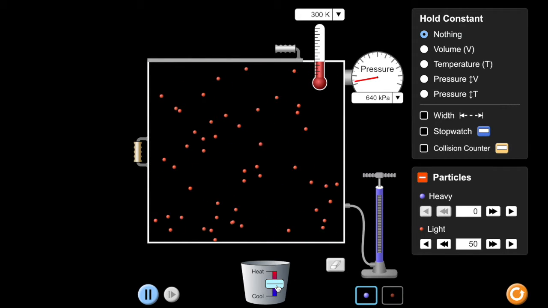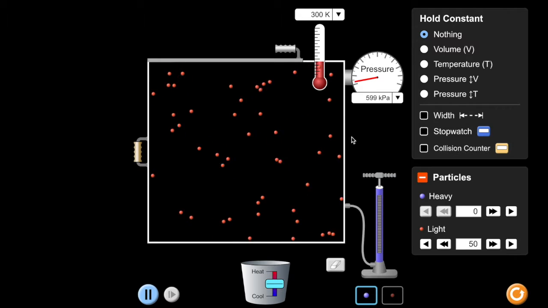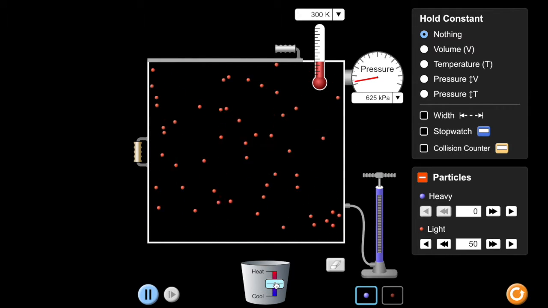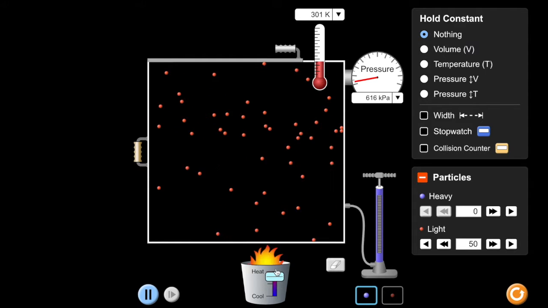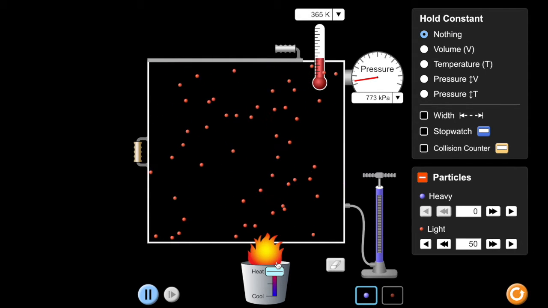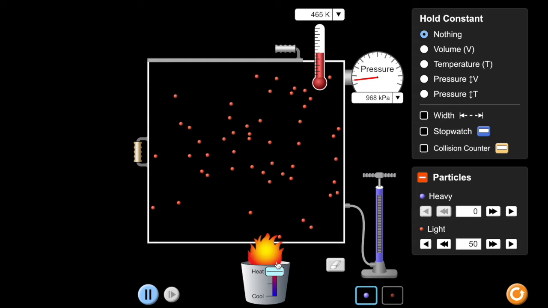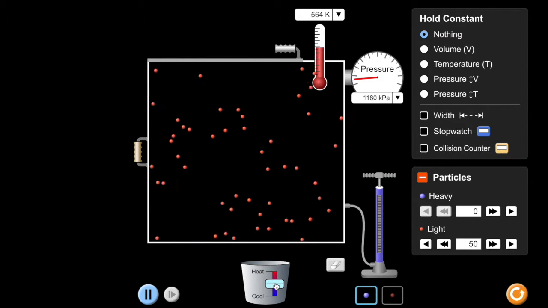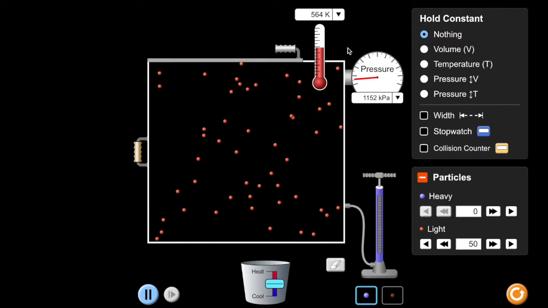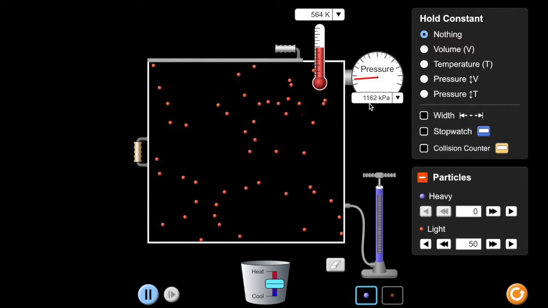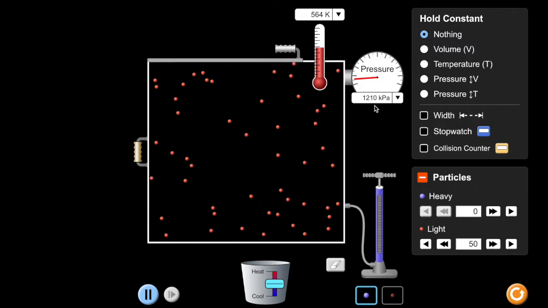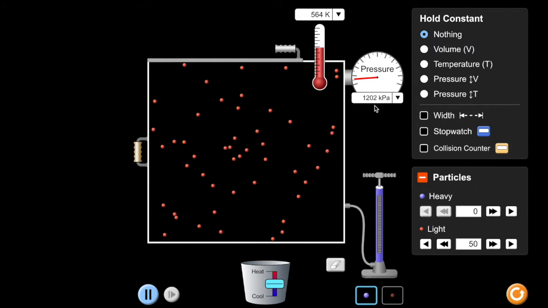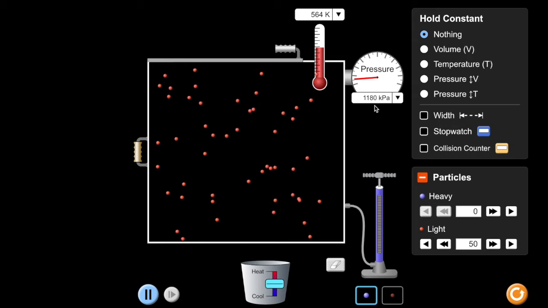So what I'm going to do is add some heat here. As the temperature increases, let's observe how that affects the pressure. You can see that as I'm adding the heat there, the pressure is increasing pretty dramatically, right? So let's go ahead and settle that down. So at 564 Kelvin, our pressure here is around 1100, 1200 kilopascals. So as we increase the temperature, we increase the pressure. And think about why that is, right?